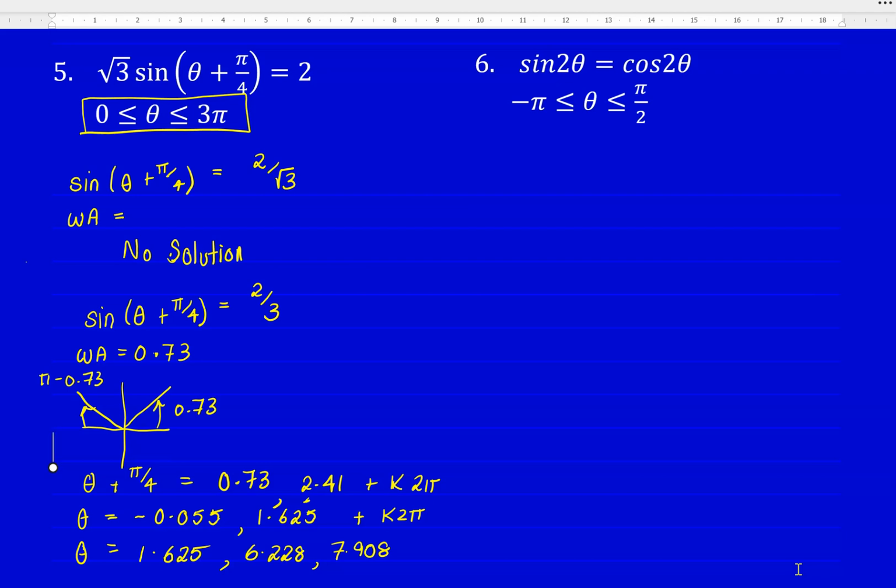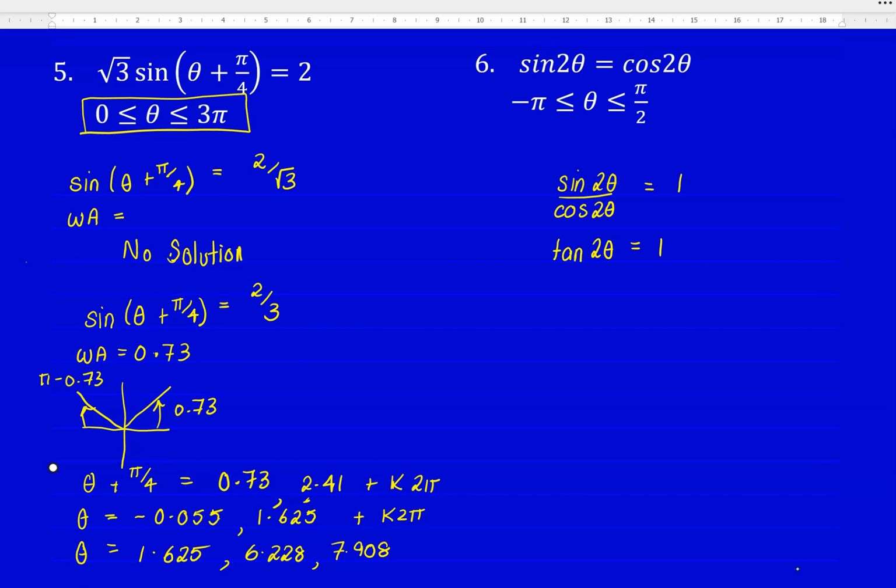Okay, nearly done. So last one, woohoo, what's going on here? Well, a little bit dodgy. This is a tricky one, but I don't like this cos 2 theta, so let's divide both sides by cos 2 theta, and lo and behold, sine 2 theta divided by cos 2 theta, and on the other side, what's cos 2 theta divided by cos 2 theta? It's 1. You think, well, this isn't better, except what's sine over cos? It's tan. So we've got tan 2 theta equals 1.